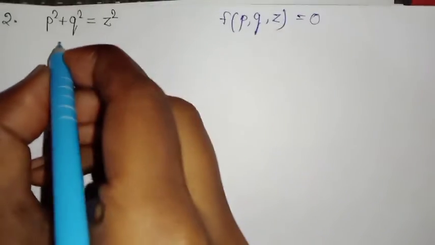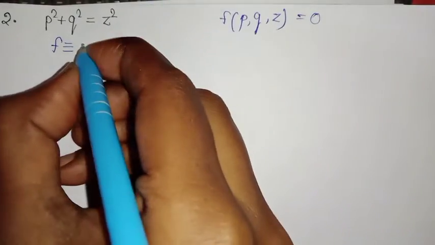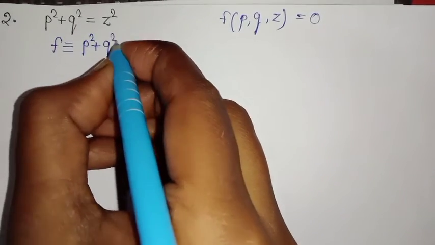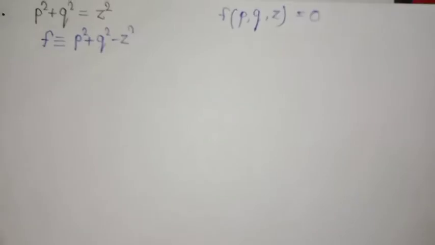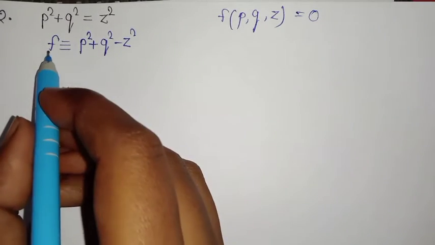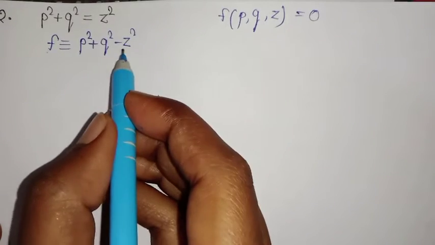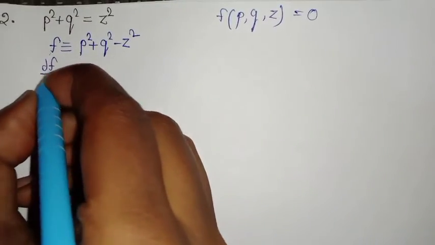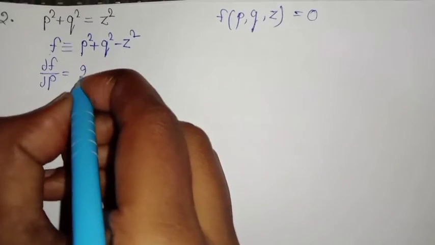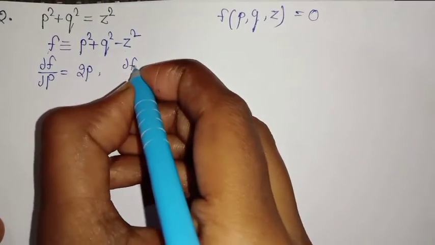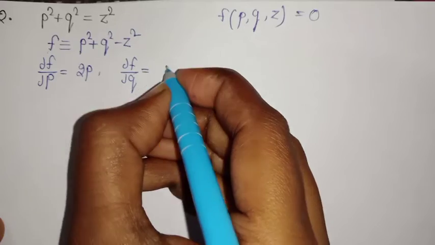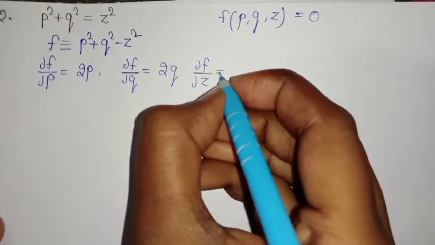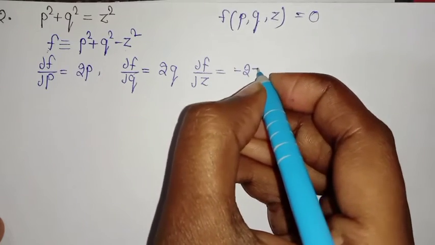So this function is equivalent to a new function, that is f, and that can be written as p square plus q square minus z square. Now we will take the derivative of this function with respect to p, q and z only, because only 3 terms are present here. So if we differentiate it with respect to p, we get 2p, with respect to q we get 2q, and with respect to z we get 2z, minus 2z, sorry. So this is minus 2z.